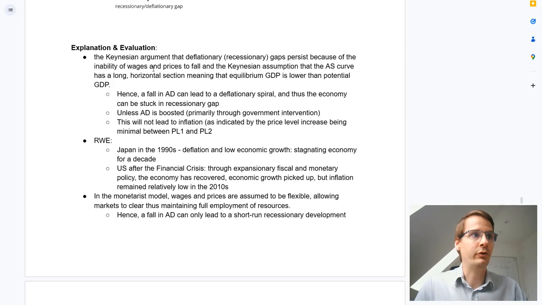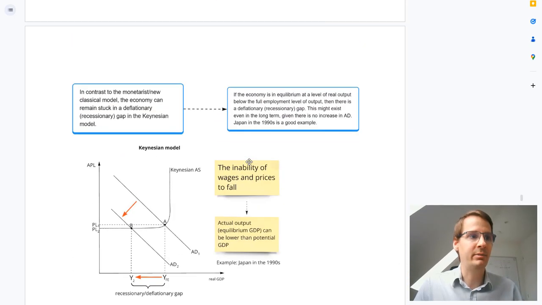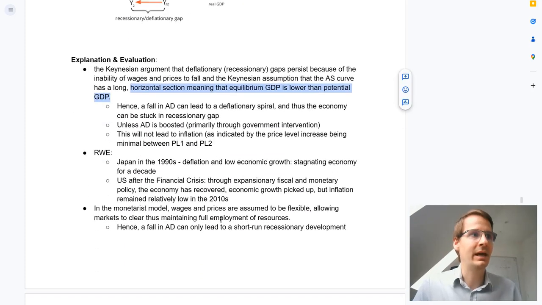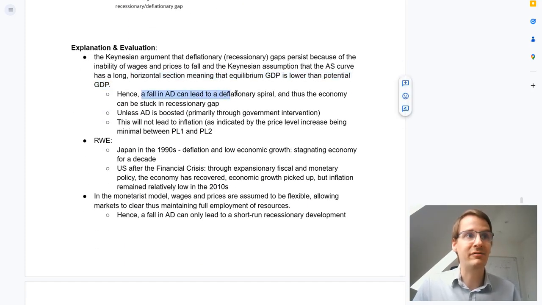This is what I would also explain in my analysis and evaluation: the Keynesian argument that deflationary gaps persist because of the inability of wages and prices to fall, and the Keynesian assumption that the aggregate supply curve has a long horizontal section, meaning that equilibrium GDP is lower than potential GDP. Equilibrium GDP being at Y2, potential GDP being at YFE. Okay, hence a fall in aggregate demand can lead to a deflationary spiral, and thus the economy can be stuck in a recessionary gap unless aggregate demand is boosted.